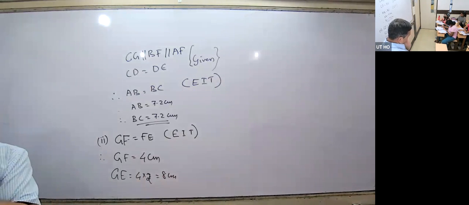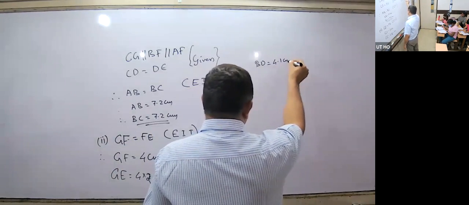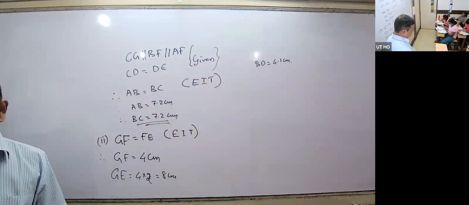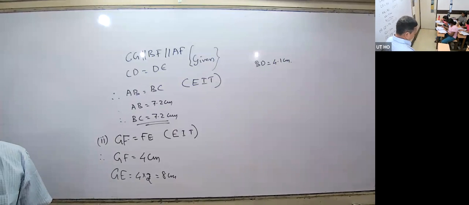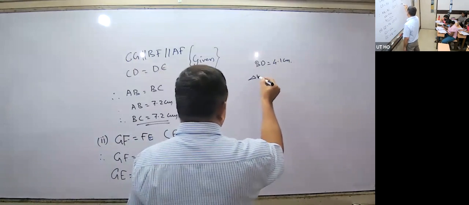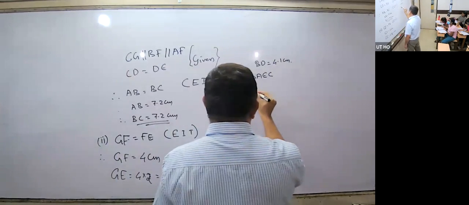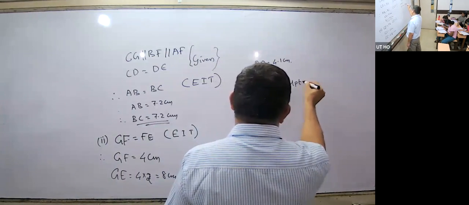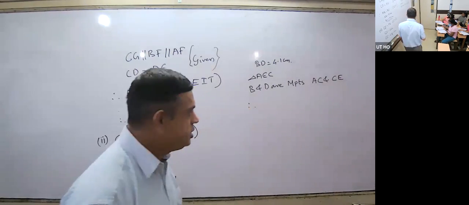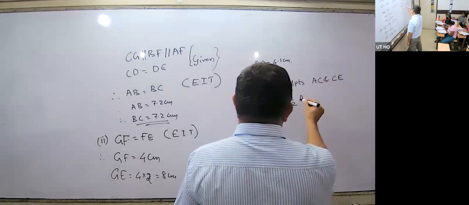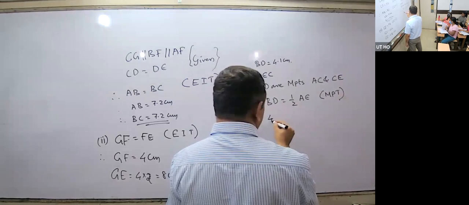You have to find out AE. BD is given. BD is how much? 4.1 centimeter. So, how do you do it? BD is half of AE. Reason: parallel. In triangle AEC, what are the midpoints? B and D. B and D are midpoints of which sides? AC and EC. Therefore, what is equal to what? BD is equal to half of AE. Midpoint theorem. Now, what value do you have? 4.1 is equal to half into AE.